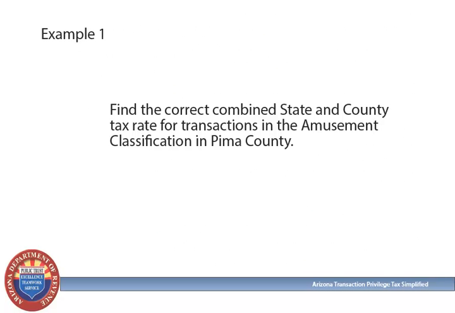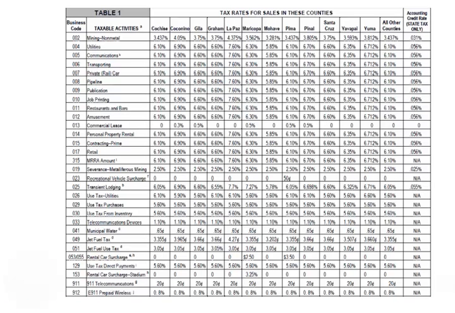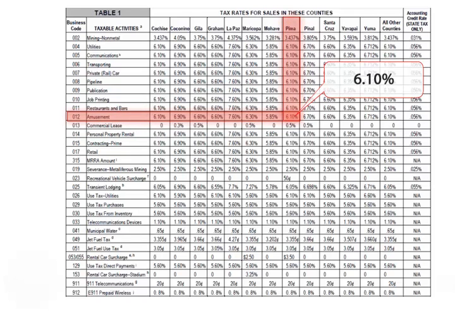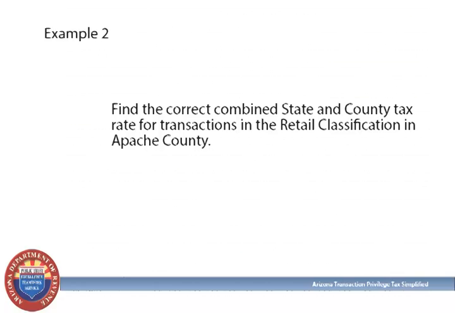What is the state and county rate of tax for a business operating in the amusement classification in Pima County? The combined rate of transaction privilege tax for the state and the county would be found at the intersection of the amusement row and the Pima County column. For this example, the state and county rate would be 6.1%.